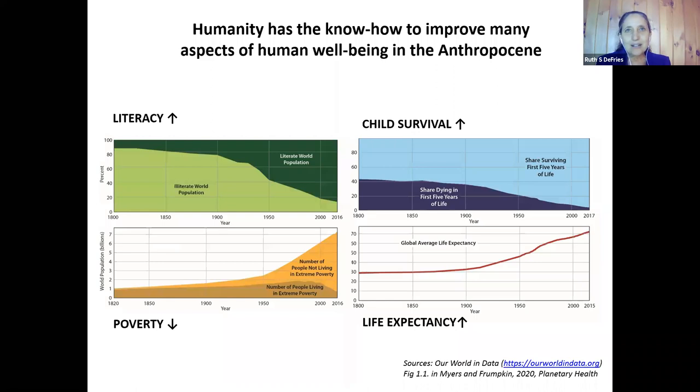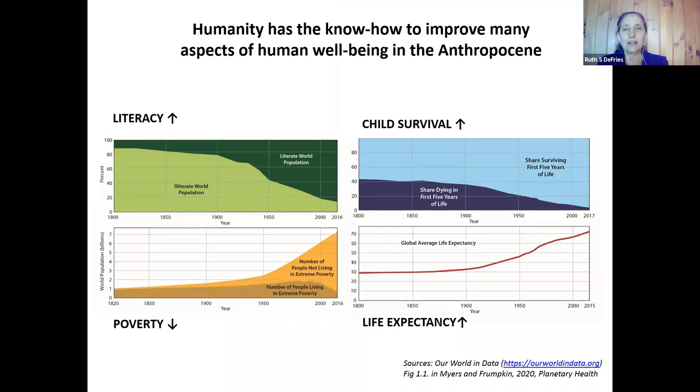But I want to step back for a second. Despite the really awful situation that the world is in today with COVID and climate change and many other catastrophes that we can think about, there is no better time to be alive than today, even with the COVID pandemic.